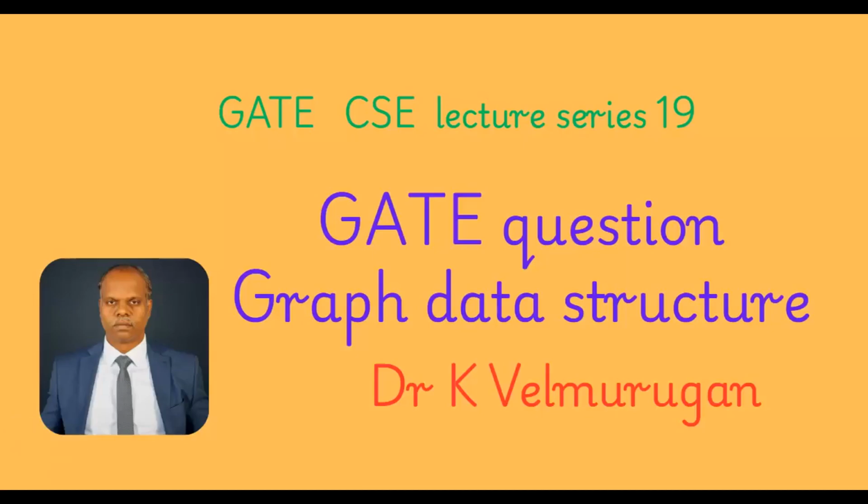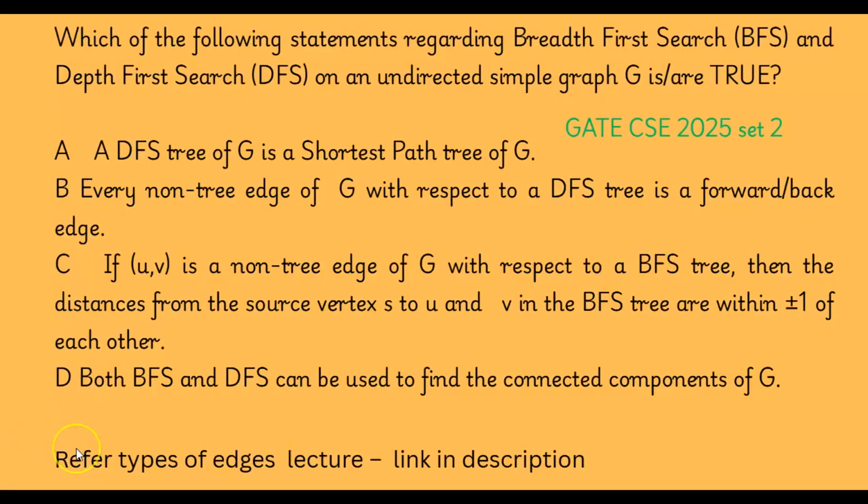Hi friends, in this GATE CSE lecture series 19, let us discuss a few questions on graph data structure. The question is, which of the following statements regarding breadth first search and depth first search on an undirected graph G is or are true? Let us see the options one by one. Option A: a DFS tree of G is a shortest path tree of G.